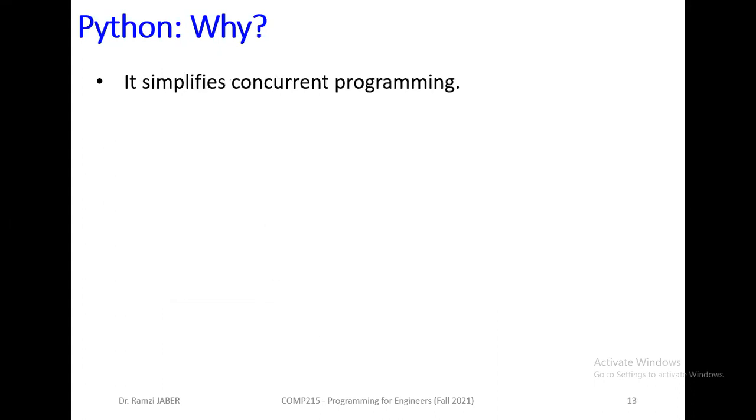Why do we want to use Python? Because it simplifies concurrent programming. Concurrent programming means parallel programming: you can run or execute your programs in a parallel way. There are libraries inside Python so your code can run in parallel on a parallel CPU. In C, it's very hard. In C++ we have it, and in Java we have parallel too. Because we can use it for parallel programming, this is an advantage.